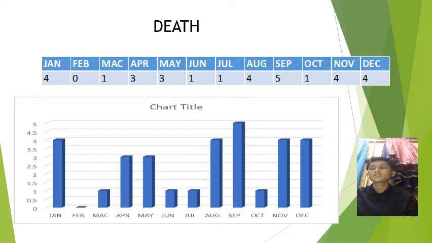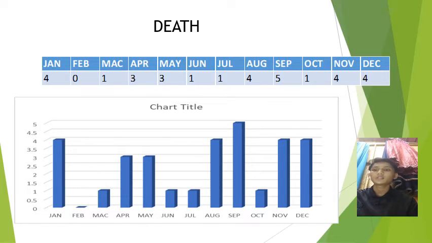Okay, for the next part is death statistic. Okay, in January, as we can see, the chart is 4, but in February, it's bearish from 4 to 0, but in March, it increased from 0 to 1. But in April and May, it consistently rose from 1 to 3. But in June and July, it consistently fell from 3 to 1. But in August, it's bullish from 1 to 4.